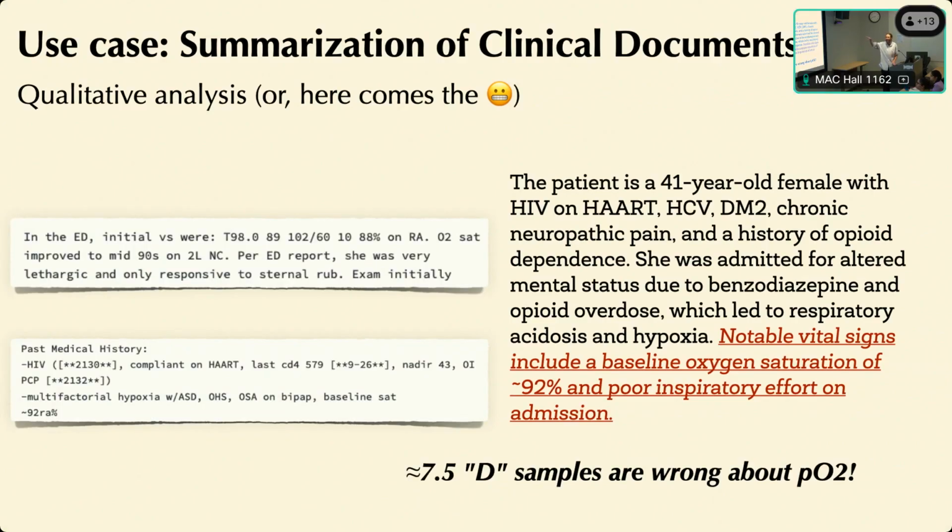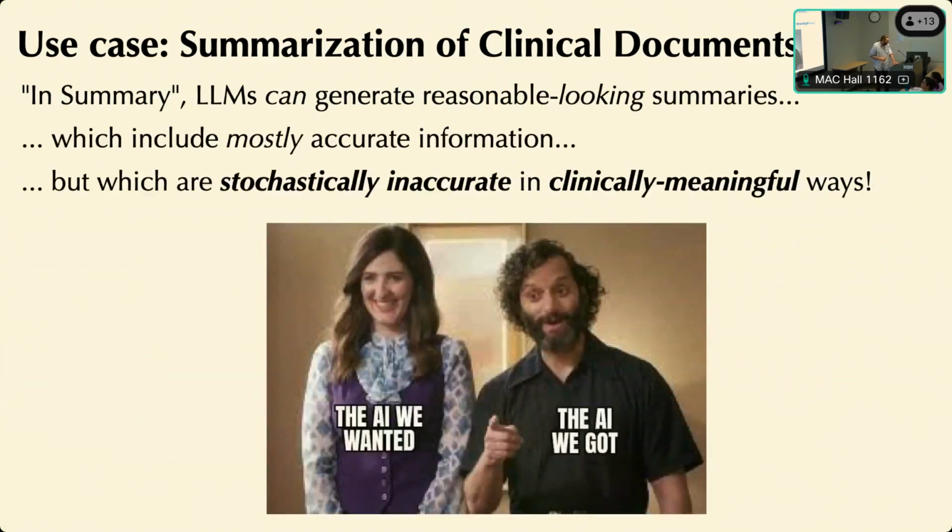But basically most of the time it gave the wrong thing about the oxygen sat, and I don't know if 88 to 92 is that big of a deal, but it definitely is a problem that it is not accurately summarizing and is doing so in a way that is very, very, very clinically plausible and problematic. So in summary, what we learned is that LLMs can in fact generate very reasonable looking summaries that include mostly accurate information, but they're what I'm calling stochastically inaccurate, meaning you're rolling the dice, right? Sometimes it's right, sometimes it's wrong, and in no actual informatics tool would we have it generate 10 summaries and make you read all 10 to see if they agree with each other. That would defeat the point.